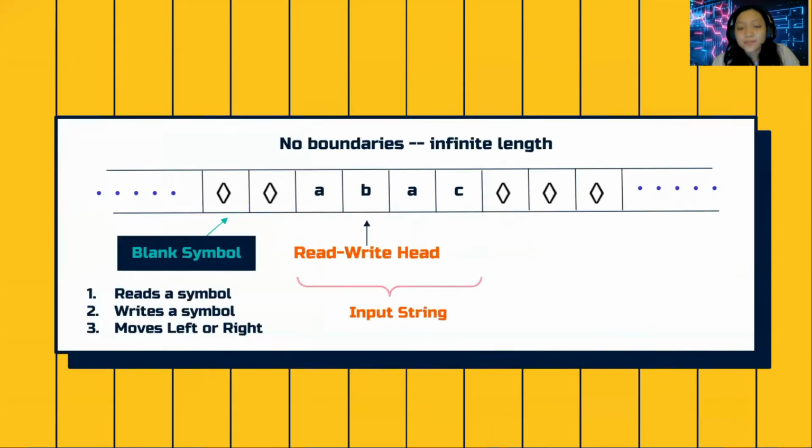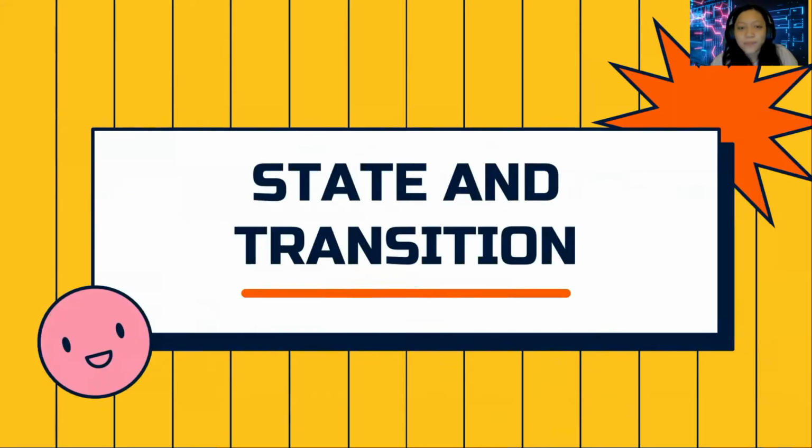Next is the tape. This is an example of a tape. The diamond symbol indicates a blank symbol, while an upward arrow indicates the read write head, and inside the tape there is an input string which is ABAC. In each step, the head will read a symbol, write a symbol, and move either left or right.